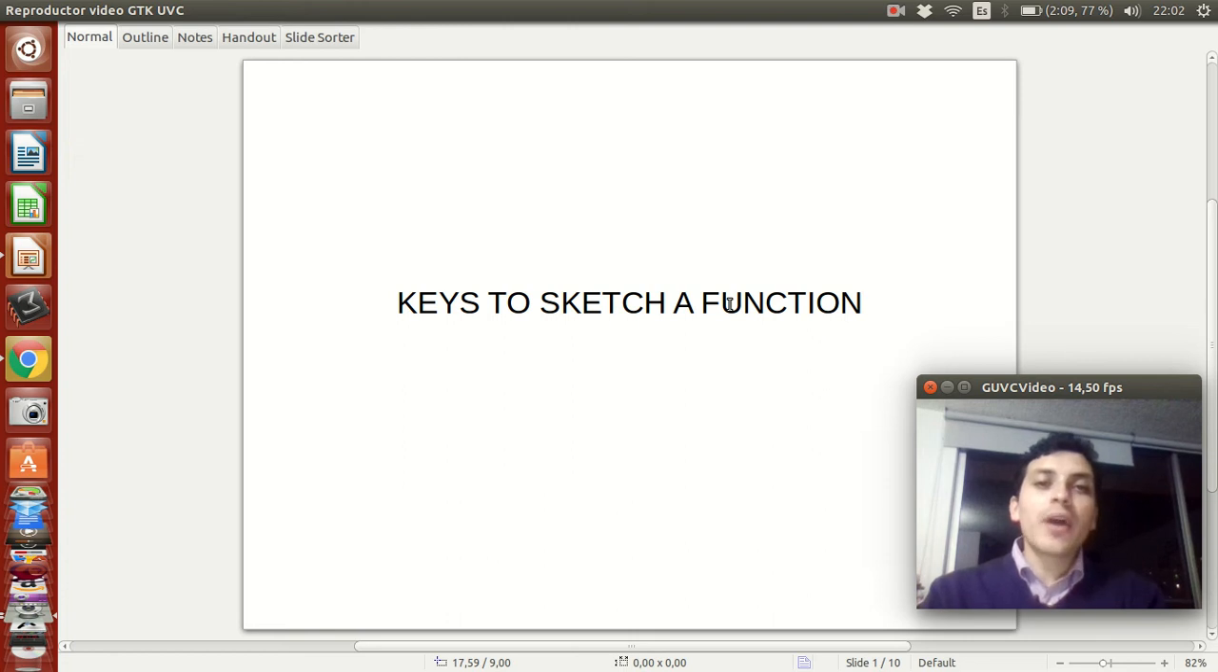It is important to have a strategy to apply or to do anything in your life. When you don't have a strategy, maybe you're repeating the same mistakes over and over. Today, I'll tell you the keys to sketch a function. So I'm going to show you the strategies that you should take into account when you're going to sketch any function.